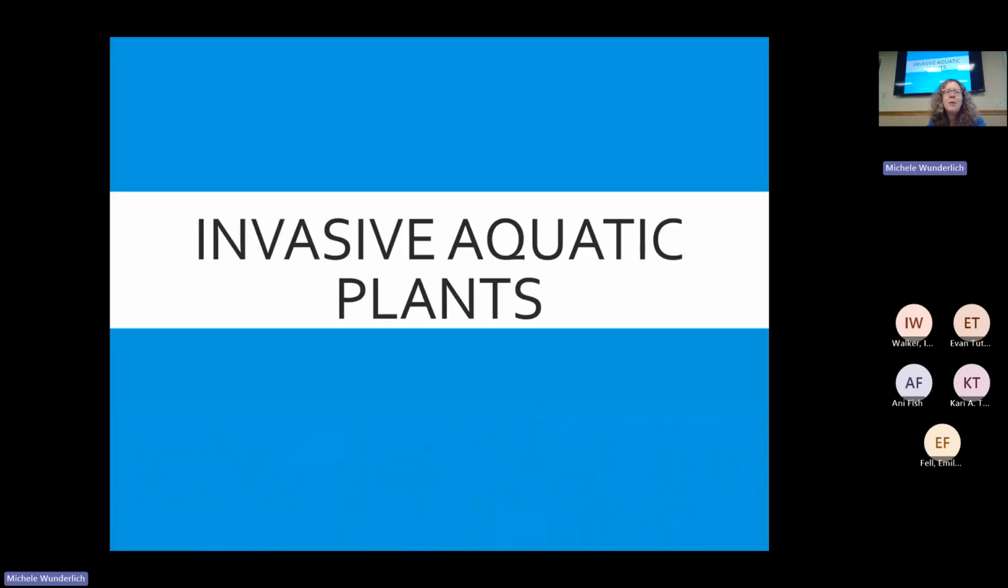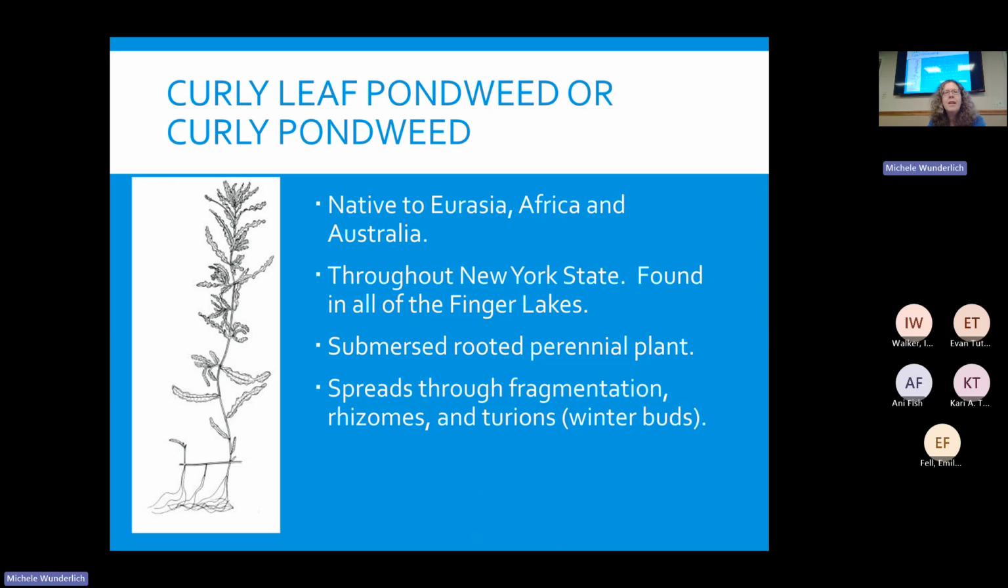So some invasive aquatic plants: curly leaf pondweed, or curly pondweed. There's one in that box there. There's two in that one bag. Can I take it out? Sure. And feel free to come and look at it while I'm talking about it. It's native to Eurasia, Africa, and Australia. It's found throughout New York State and all the Finger Lakes.